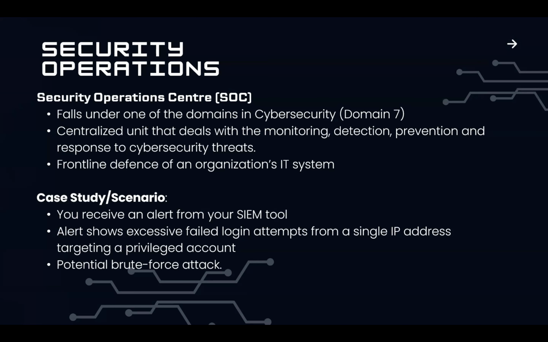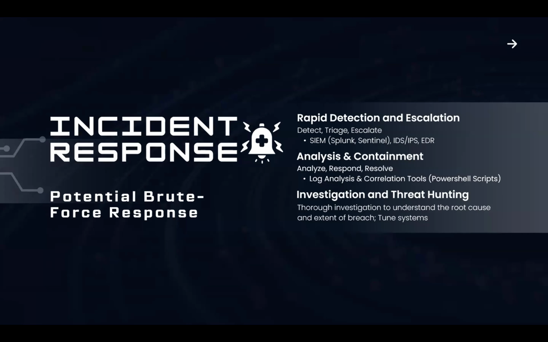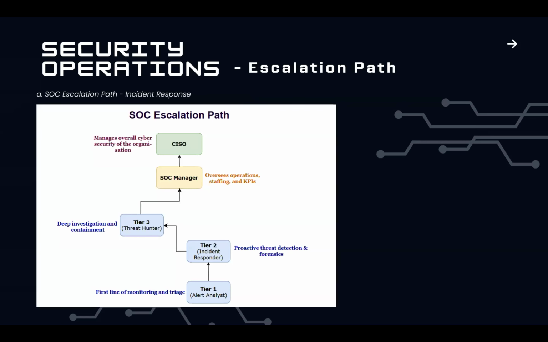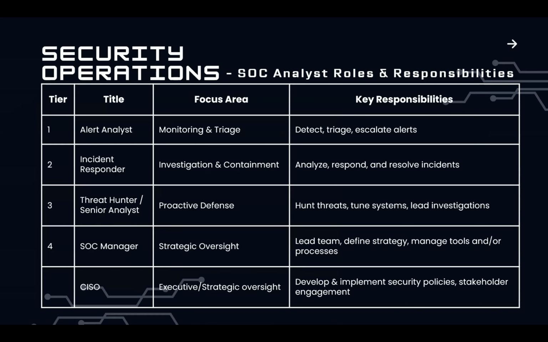So when someone is a SOC analyst, they are basically operating in that domain, and how does a security analyst respond to threats? So basically, you have to detect and escalate, analyze and contain, investigate and hunt for threats. So this just gives the escalation path of a SOC analyst role. So we see from tier one all the way to the chief security officer. And this is just a table that shows across the different tiers the title, focus area, and key responsibilities of the SOC analyst. So the roles and the responsibilities.